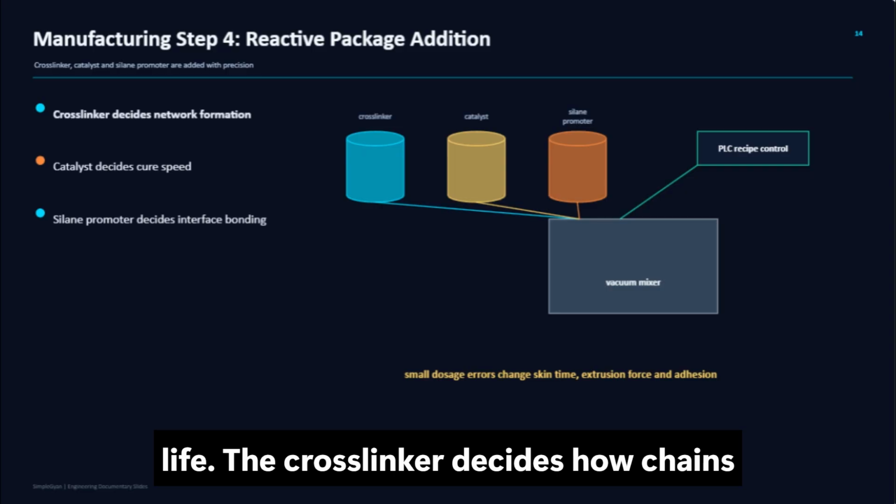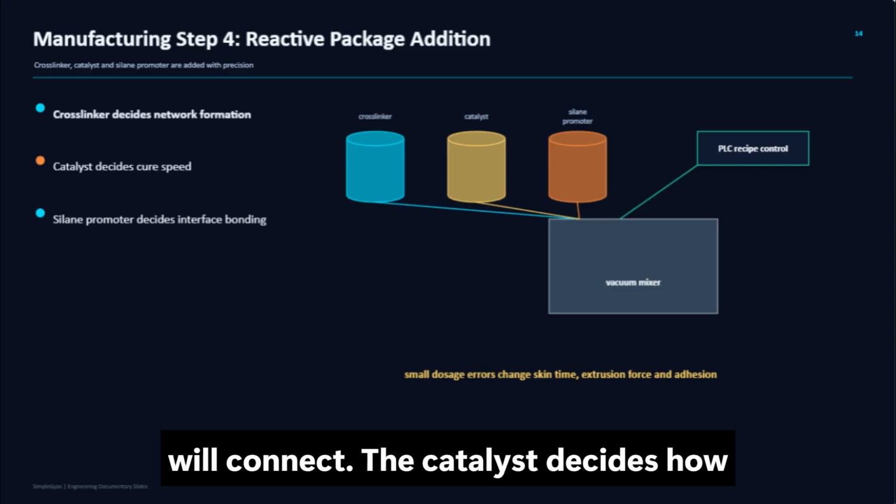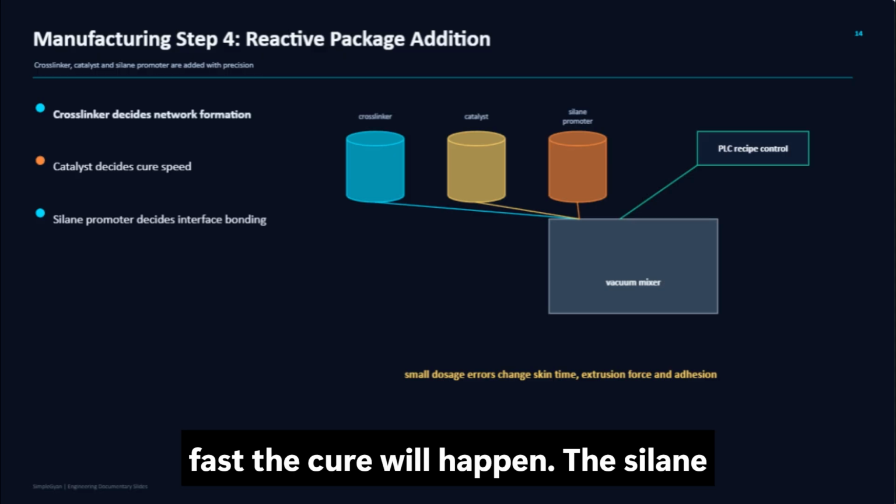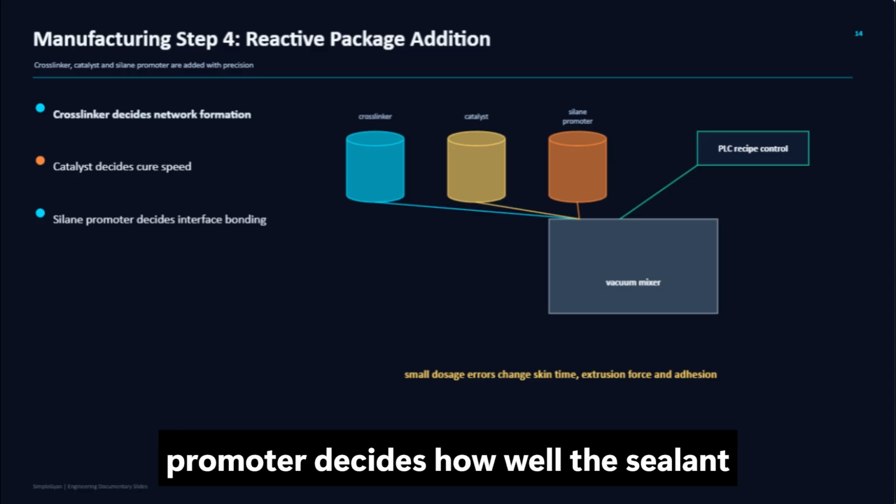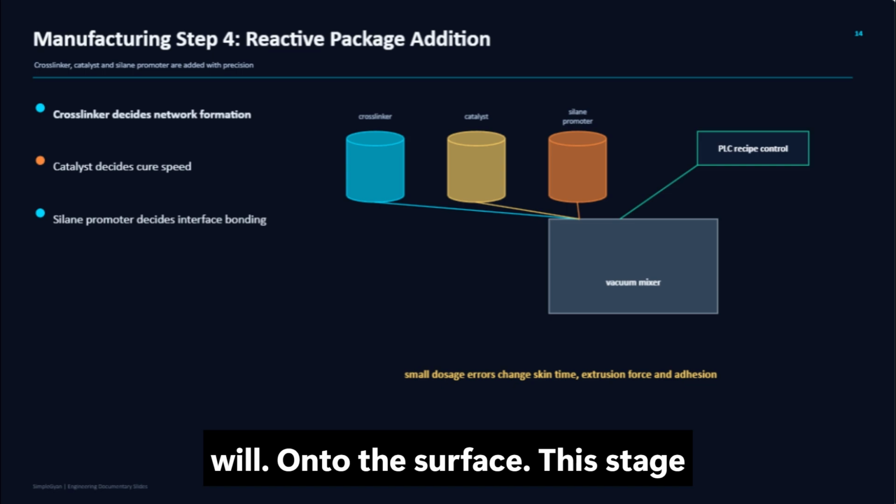The crosslinker decides how chains will connect. The catalyst decides how fast the cure will happen. The silane promoter decides how well the sealant will bond to the surface.